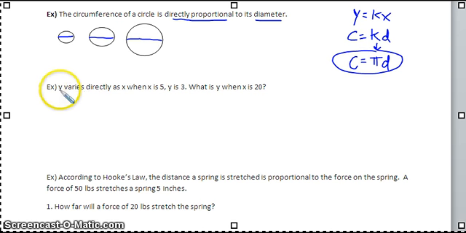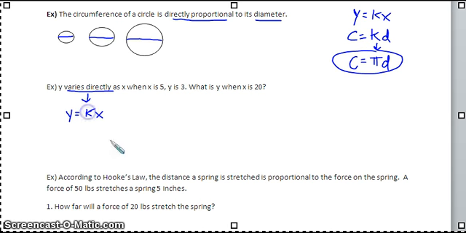In the next example, it says y varies directly as x. When x is 5, y is 3. What is y when x is 20? There's a lot of information in here, and you don't use it all right away. The first thing you do is you look at this and say y varies directly with x. That's direct variation.